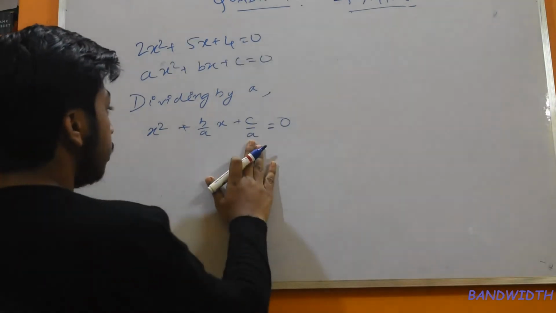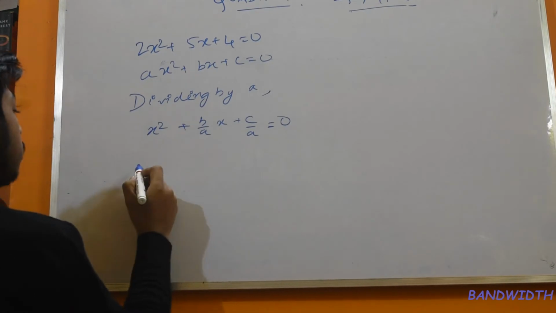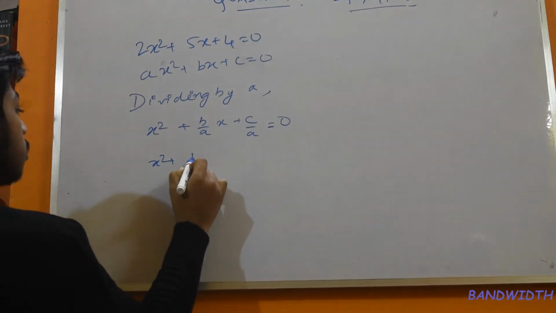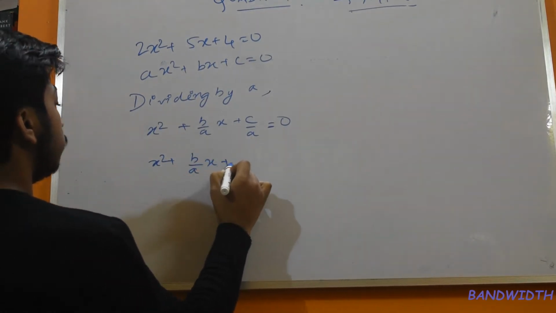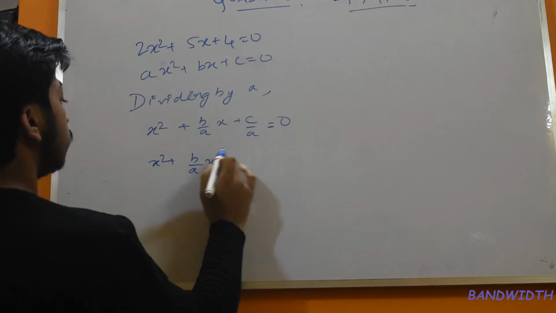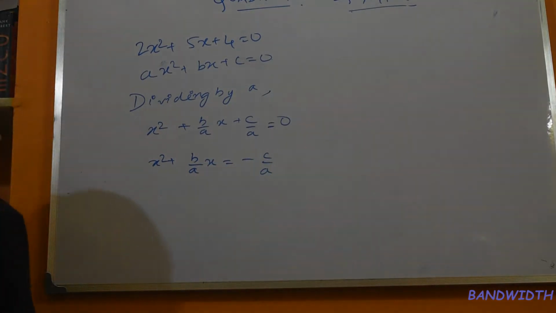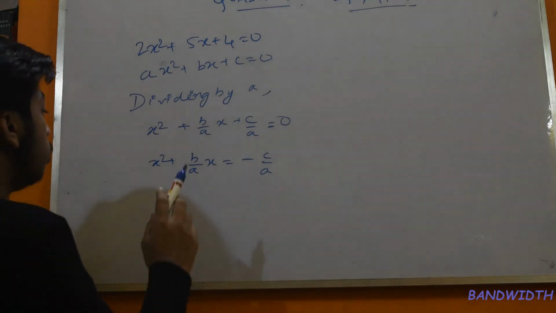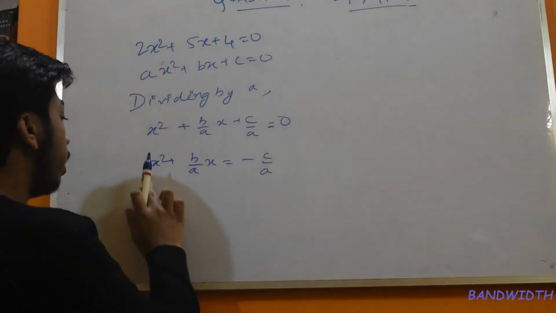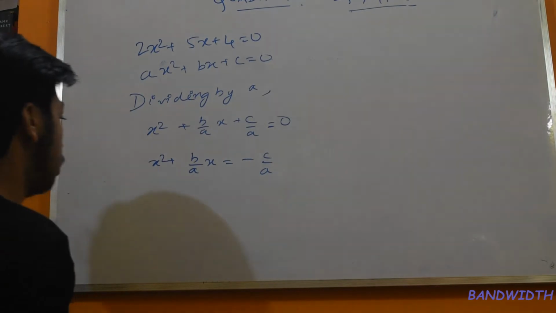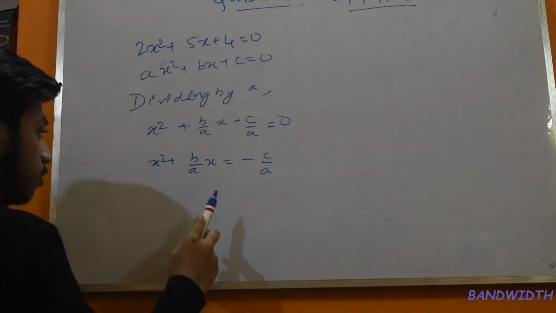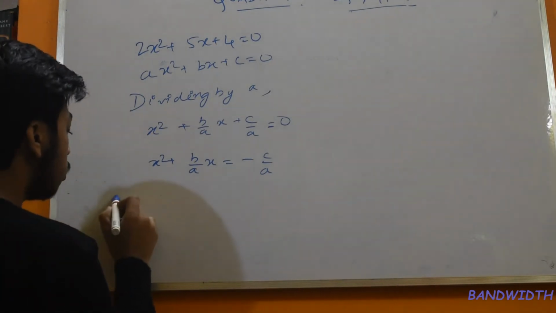Next, take c by a to the right hand side. What comes? Now what you ought to do is bring something square on this side. Now consider these two terms. This is the square of x.